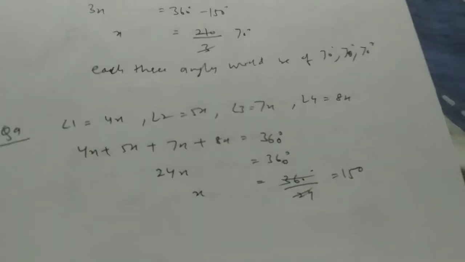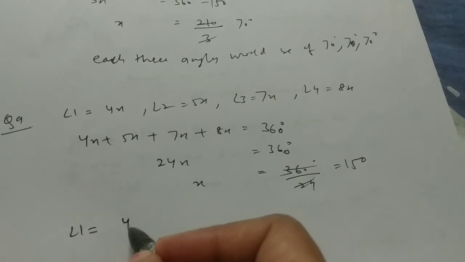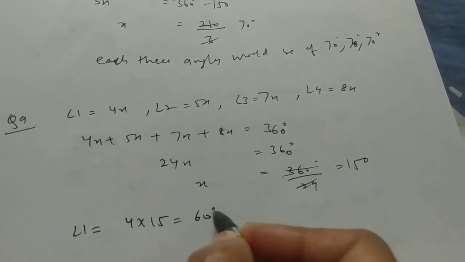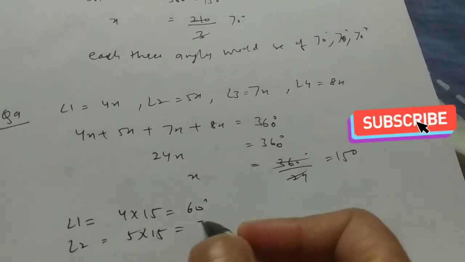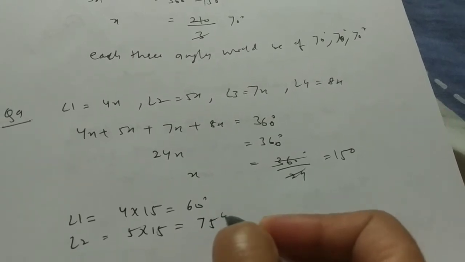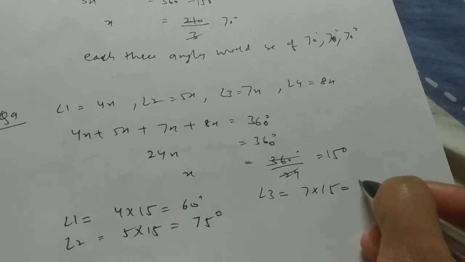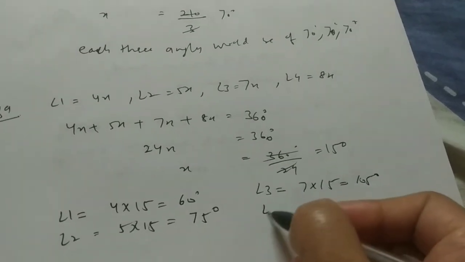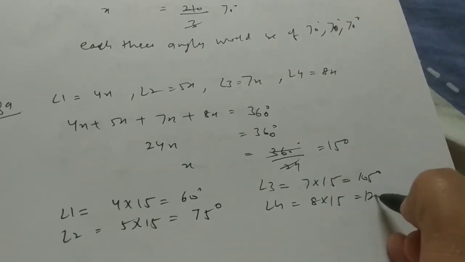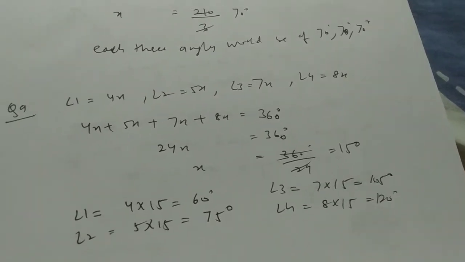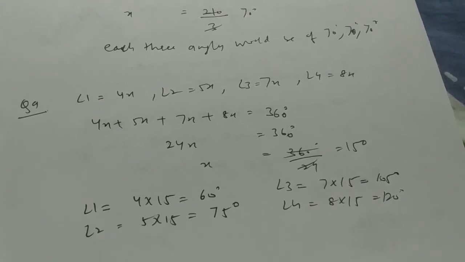So our angle 1 would be equal to 4 into 15, that is 60 degrees. Angle 2 would be equal to 5 into 15, that would be 75 degrees. Angle 3 would be equal to 7 into 15, that would be 105 degrees. And angle 4 would be equal to 8 into 15, that would be 120 degrees. Hope question number 9 is clear. If any type of doubt is there, feel free to ask me by commenting in the comment section.